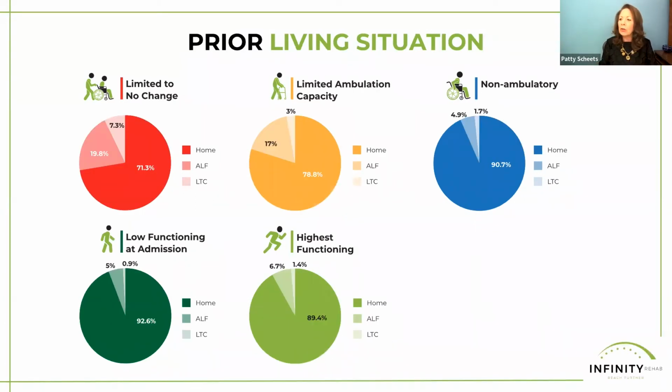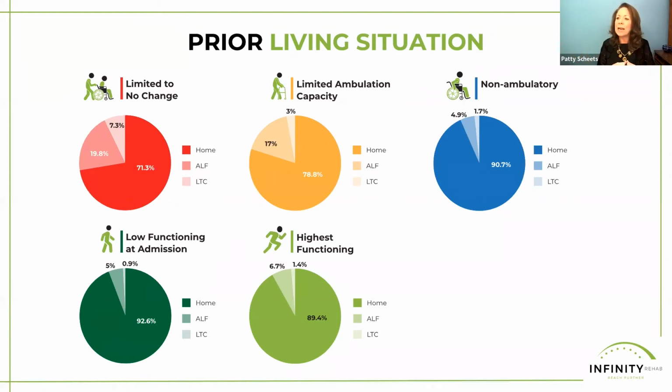Let's look at prior living situation. You can just kind of glance at the figure to see, do these circles look the same or do they look different? And when I glance at them, I see a lot of similarity between our green group and our blue group. The yellow and the red group look similar to each other, but they're a little bit different than the other three.